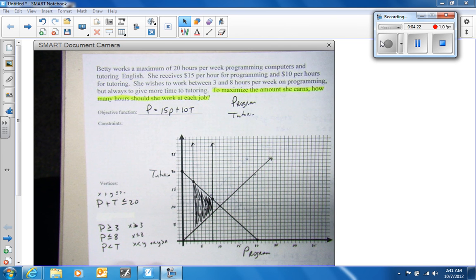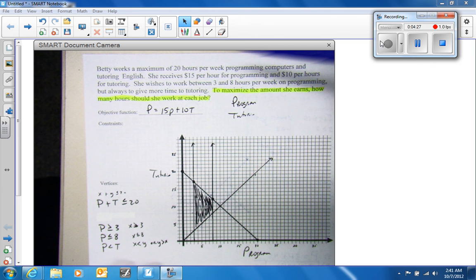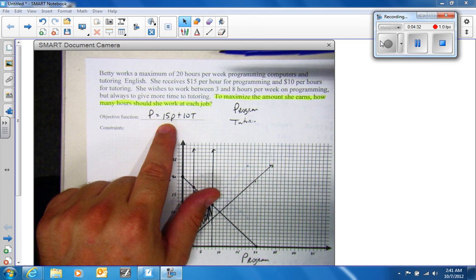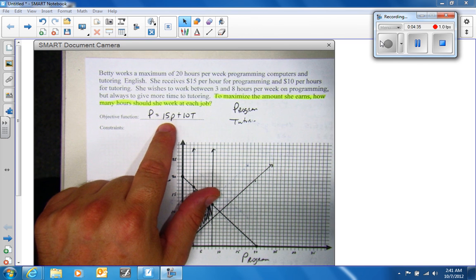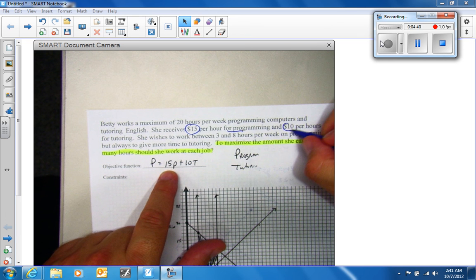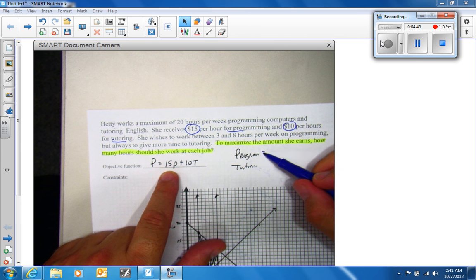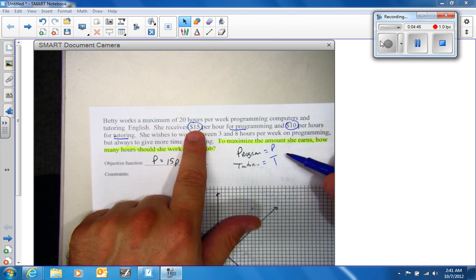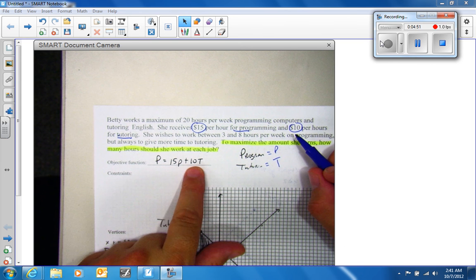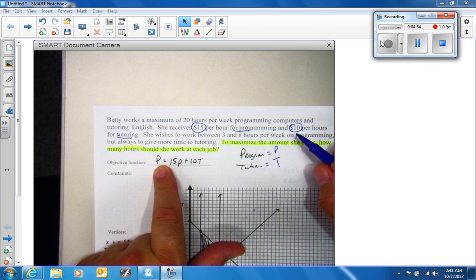Let me show you real quickly. Betty, this was your homework. The last sentence was to maximize the amount she earned, so we want the maximum. How many hours should she work at each job? Well, since we're talking about money, notice that these are the only 2 things that deal with money: $15 per hour for programming, $10 per hour for tutoring. So I'm going to let P equal programming and T equal tutoring. So $15 per hour for programming, $10 per hour for tutoring, and that gives me my profit. That's my objective.